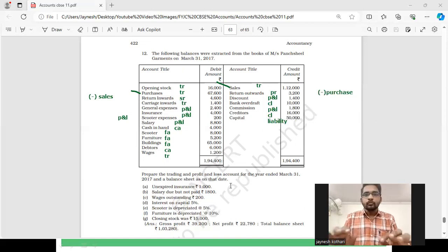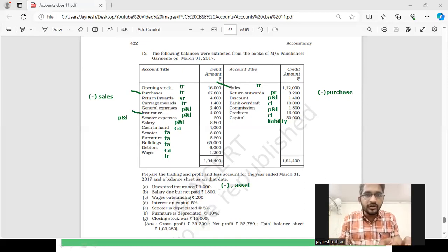Perfect. Now moving forward to the adjustments: prepare trading account, profit and loss account for the year ended 31st March 2017 and a balance sheet as on that date. First, unexpired insurance. Unexpired means something which is still not consumed, we have paid the amount in advance, but the insurance has not expired. So less from insurance, and advance expense is an asset. Let me do the tick marking to insurance. Tick marking is very important, students.